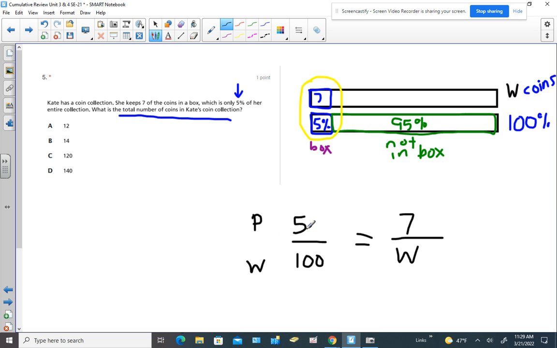We don't know how many coins there are in the collection, so we'll put a W for whole. Now, this will be a lot easier if we simplify this left ratio by dividing it by 5. 5 divided by 5 is 1, and 100 divided by 5 is 20. And now the numbers are compatible. So you should be able to pick it up from there pretty easily to figure out what the whole is.